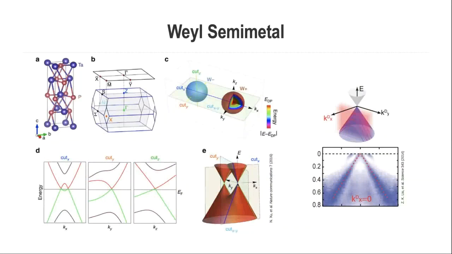Can I ask a question? These conical touching points. Sure, please. Do you want the conical touching points to be at zero momentum, or are you not caring about where it is in the Brillouin zone?